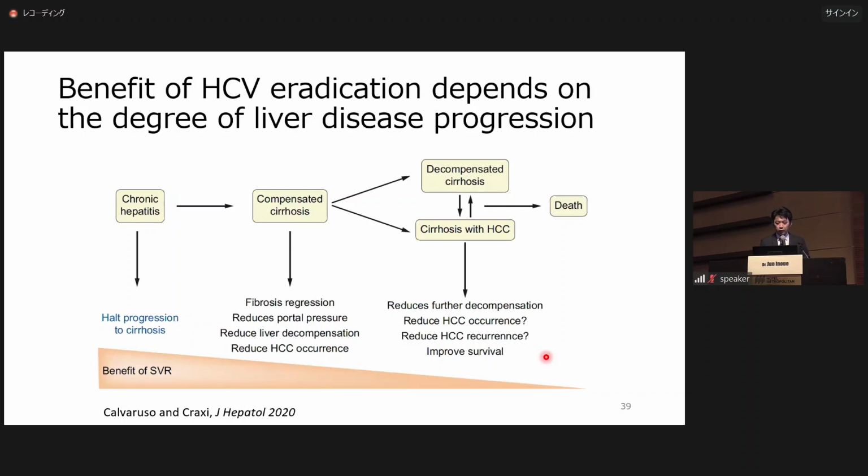The benefit of HCV eradication depends on the degree of liver disease progression. If the patient has chronic hepatitis, the benefit of SVR is large, but if the disease is progressed, the benefit becomes small. If the patient has decompensated cirrhosis or HCC, even in these patients, SVR reduces further decompensation and improves survival. However, the reduction of HCC recurrence or occurrence is still questioned.